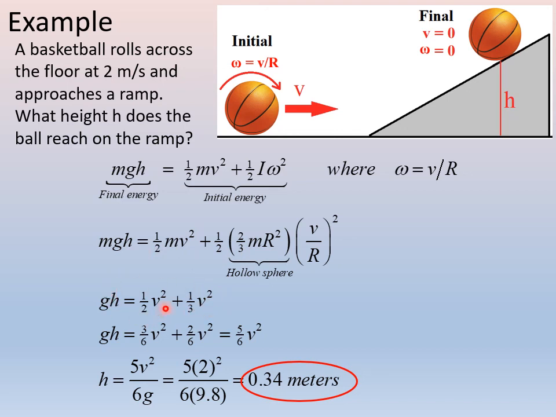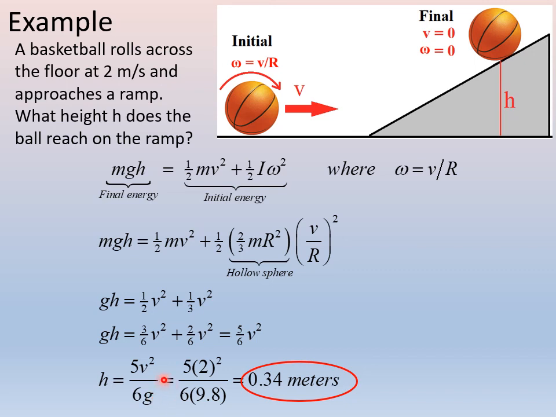Now we've got 1/2 v squared plus 1/3 v squared. We can add these together by using the least common denominator. So 1/2 is the same as 3/6, and 1/3 is the same as 2/6. So 3/6 plus 2/6 is, of course, 5/6. So I have gh is equal to 5/6 v squared. Therefore, h is equal to, let's see, did I make an error here? Oh no, I'm okay, I just have to divide by g. So h is equal to 5v squared over 6g.